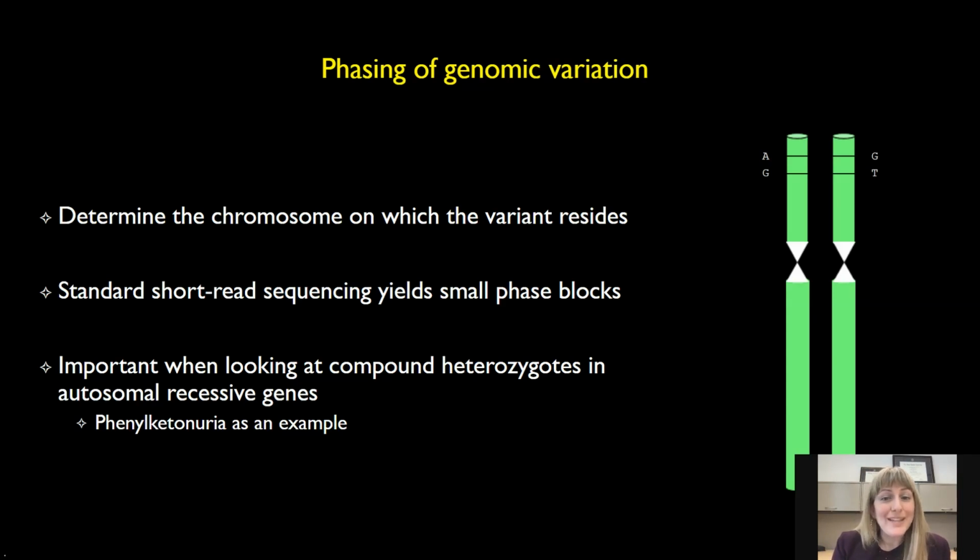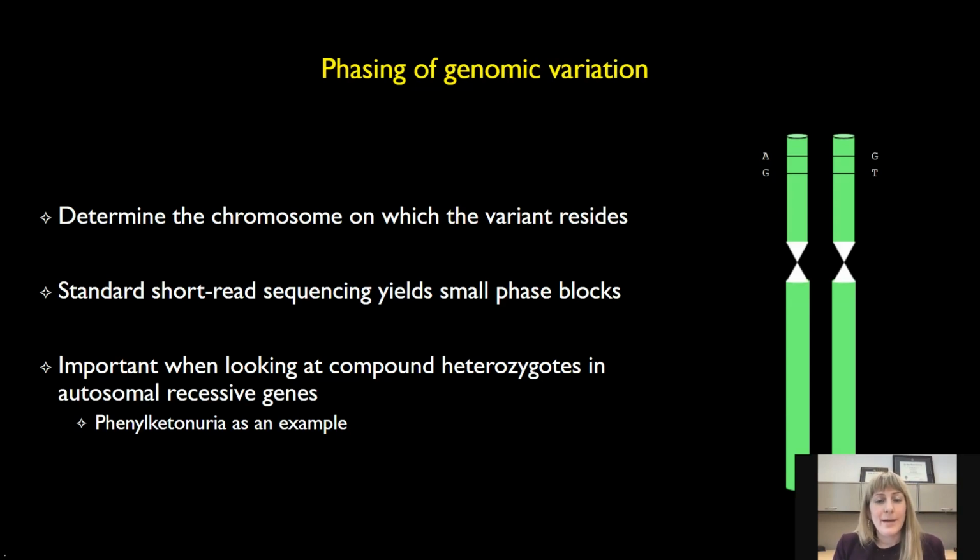Now, actually doing this from short read data is challenging, and we often have to think of innovative methods to get to this. But this is really important when you're looking at compound heterozygotes in autosomal recessive genes. Now, I've mostly studied autism throughout my career, and so I was really interested in looking at all those autism genes, and the phasing over those looked really nice. But I thought that for today, I would show you an example of a gene where autosomal recessive is what causes the disease.